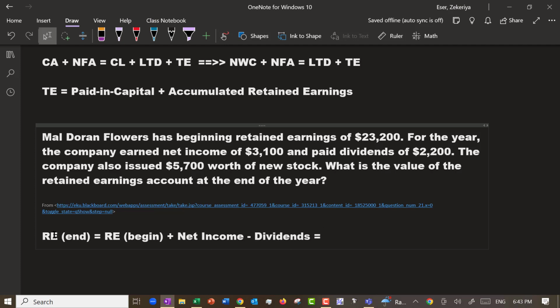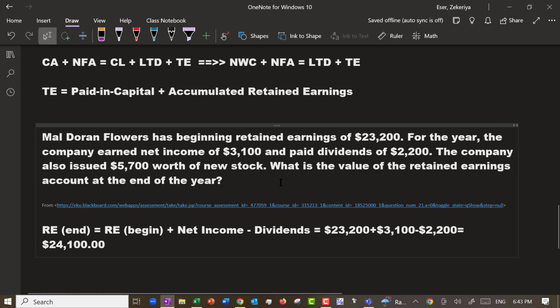So in this case, we started at 23,200. You added 3,100, and you paid out 2,200. So 24,100 is the answer. You're probably thinking, what happened to that 5,700 issued new stock? That adds to the total equity, but not through retained earnings. That adds by increasing the invested capital.